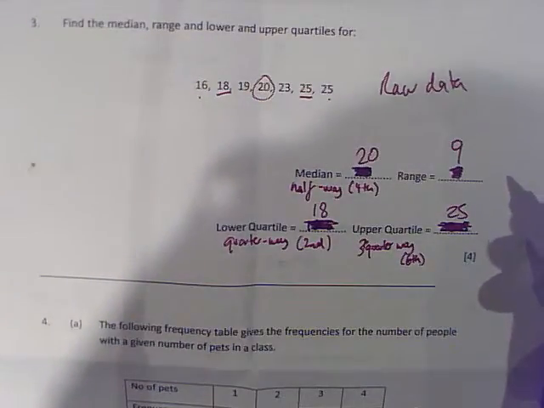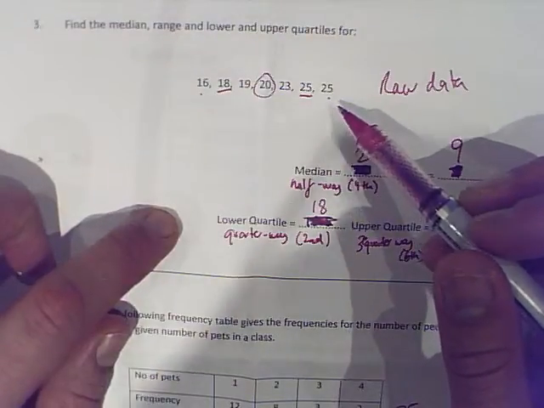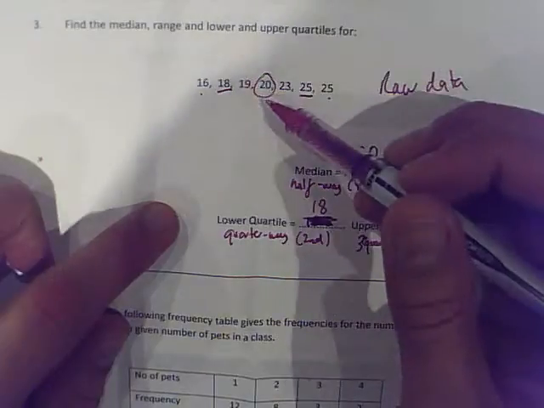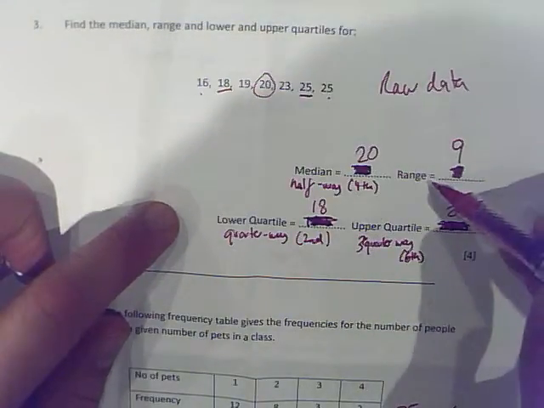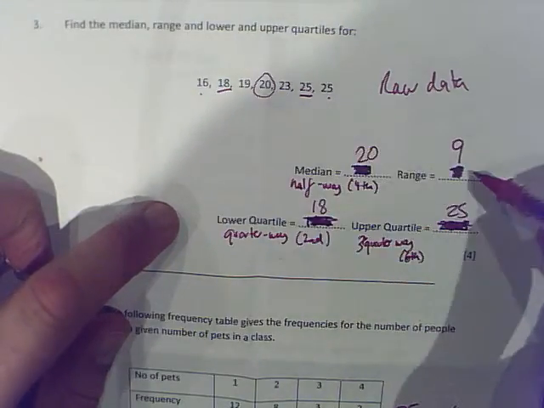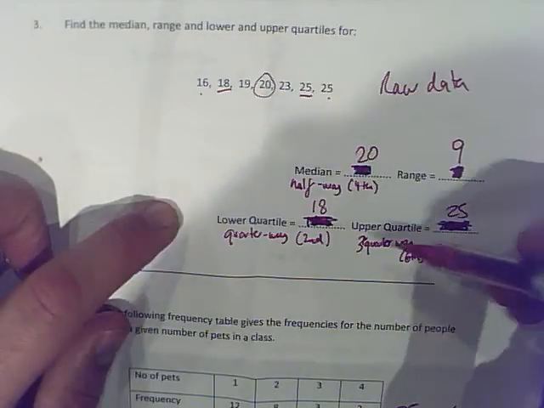So what's a simple way of working out where the middle of a set of numbers is? Well, this is what I suggest. If you have 7 numbers, then the middle value is going to be half of one more than that, so half of 8, and hence the fourth number. So the fourth number here is clearly 20. The range is the difference between the highest value and the lowest value, so 25 minus 16, which is 9.